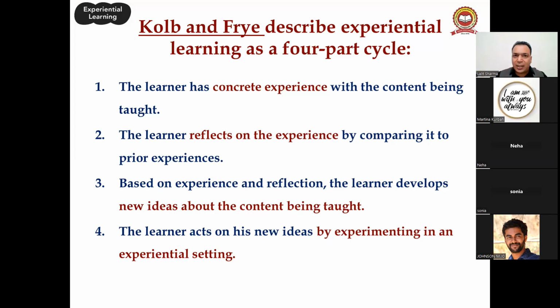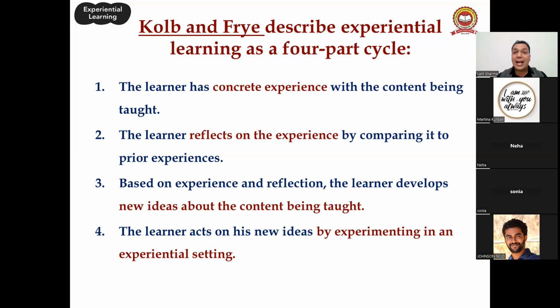So sometimes you have seen that he wrongly says that the horse is a cow. So basically, teach in such a way that the learner can compare the knowledge with the previous knowledge. This is called the learner reflects on the experience by comparing it to the prior experience. Number three is based on the experience and reflection. Now look at both things ahead: concrete experience and reflection. Based on the experience and reflection, the learner develops a new idea about the content being taught.